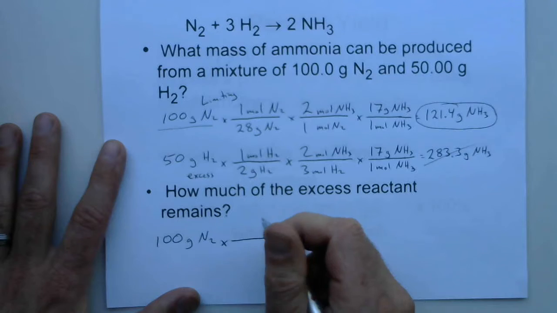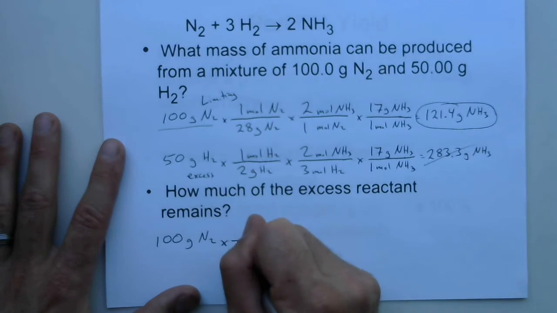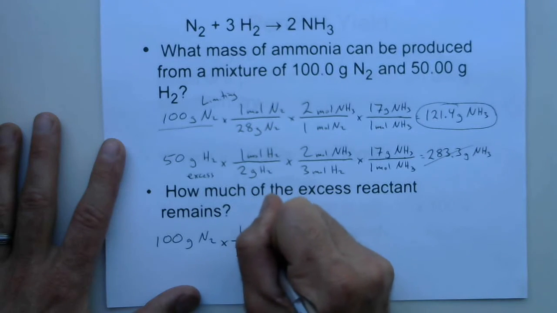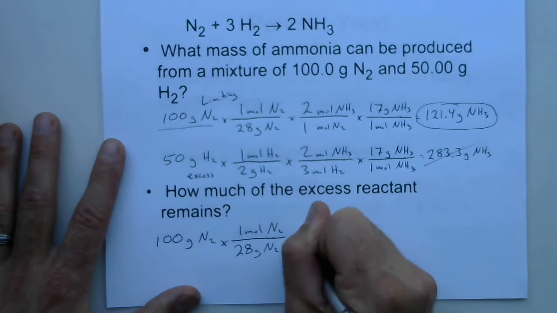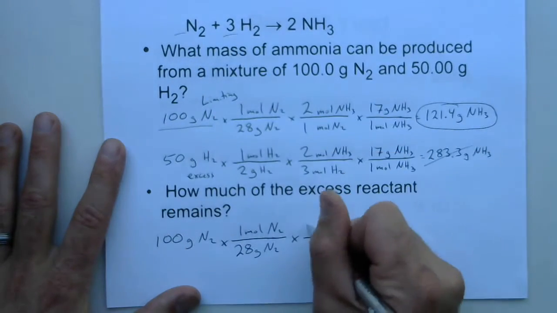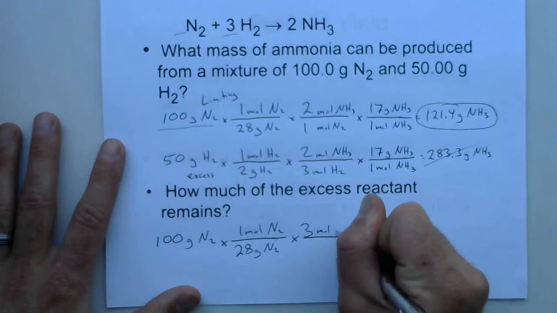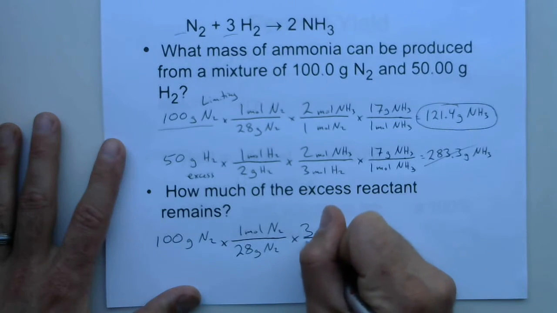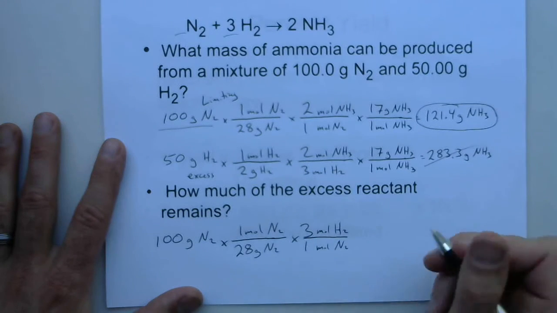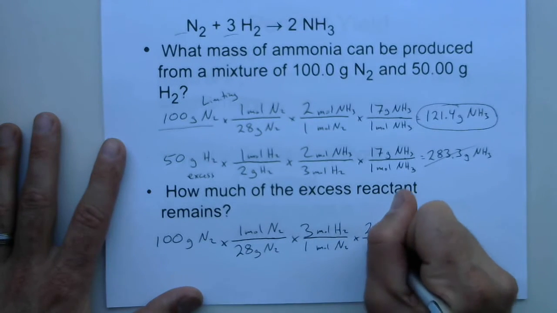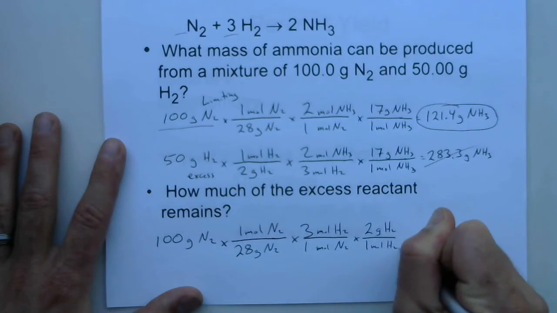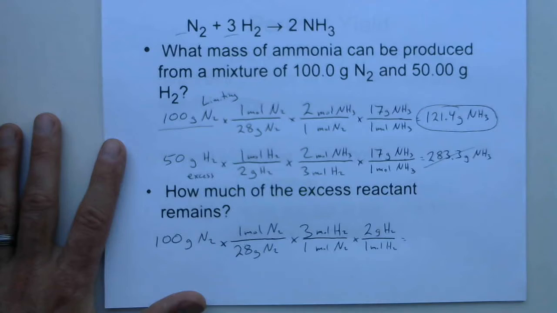Okay, so grams of nitrogen, let's change that to moles. 28 grams of N2 is the molar mass for every 1 mole of N2. And then I'm going to look at this ratio right here. 3 moles of hydrogen are used every time 1 mole of nitrogen is used. And then the molar mass of hydrogen, 2 grams of hydrogen for every 1 mole of hydrogen. So I'm going to do that on my calculator.